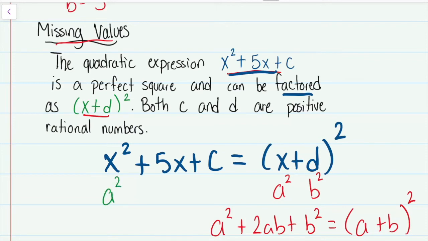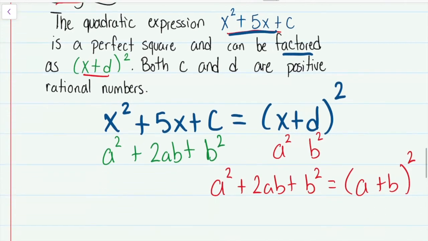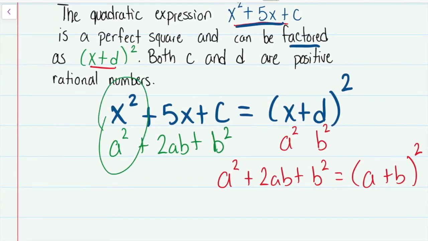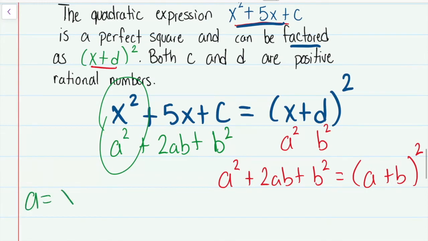So now that we know this information, guys, look over here. Isn't this my a squared plus 2ab plus b squared? So in reality, we already know what our a is. Our a is simply the x, because it's already squared. What's going to be a little more difficult is figuring out our letter C, let's put it in red, and our letter D. That's what we're really trying to find.